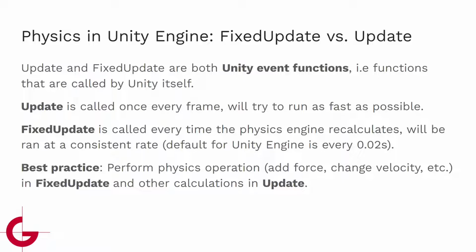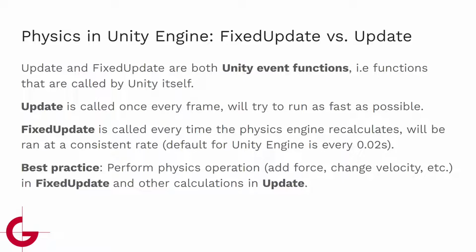So functions like start or update, fixed update, on enable, on disable, those are functions that are called by Unity itself. So you don't have to call these functions. They are called automatically, but they differ in when and how often they're called. So update is called once every frame, and by default it will try to run as fast as possible. Say your game is running at 500 frames per second, then update will be called 500 times in 1 second. But what about fixed update?